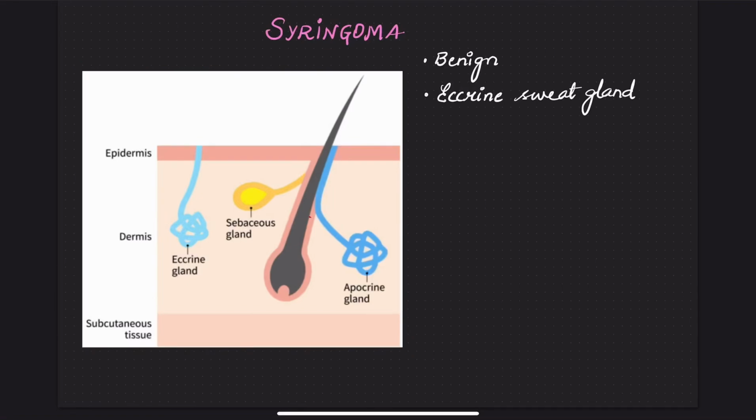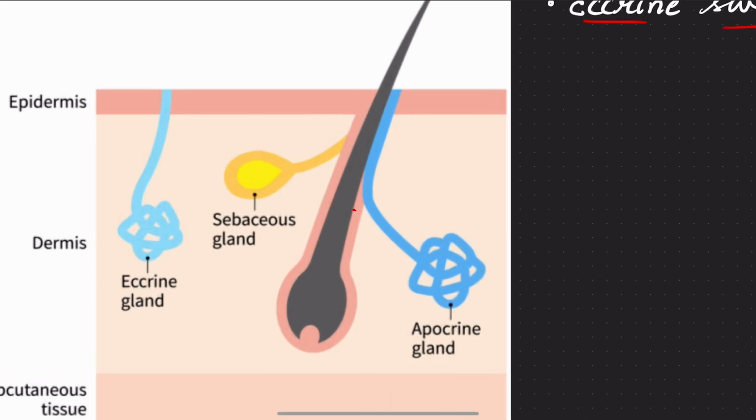Today our topic is about Syringoma. Syringoma is a benign tumor of eccrine sweat gland. Sweat glands are of two types, eccrine and apocrine.